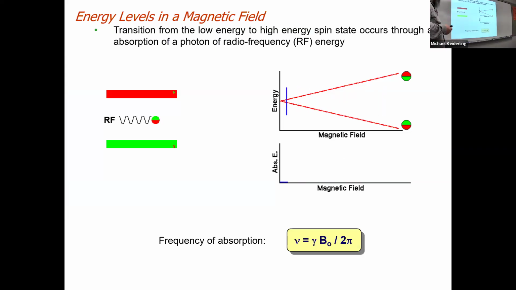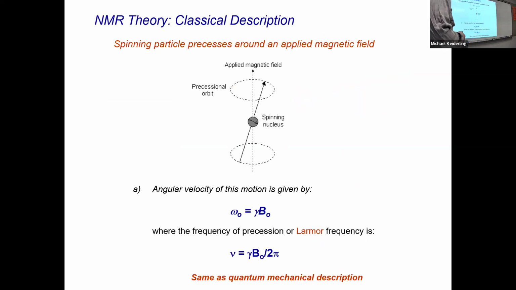And so the first NMR was done by doing a sweep. There would be an absorption peak at the particular sweep. You could sweep magnetic field, or you could sweep radio frequency. You can also generate these same equations classically by thinking about a spinning particle precessing in an applied magnetic field. You get the same result for the frequency: gyromagnetic ratio times B divided by 2π.